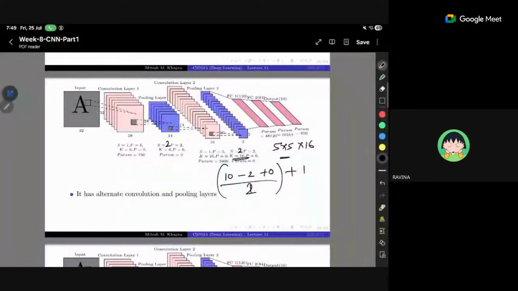Yes, that is 400. So this final thing is 400. Now, using that, what we'll do is flatten it. For this final thing, 5 cross 5 cross 16 is the size. Now we are going to flatten it.